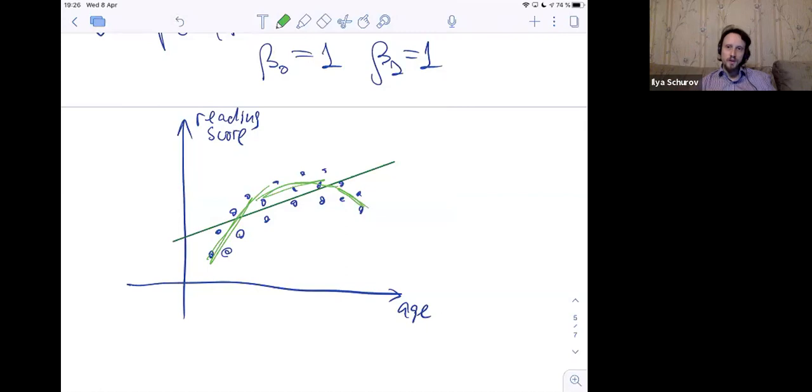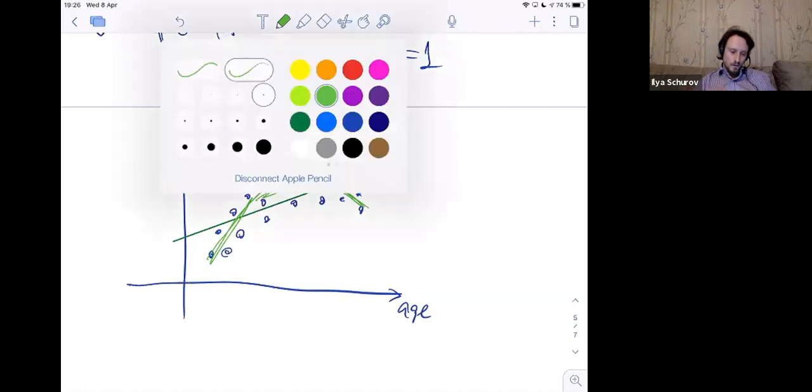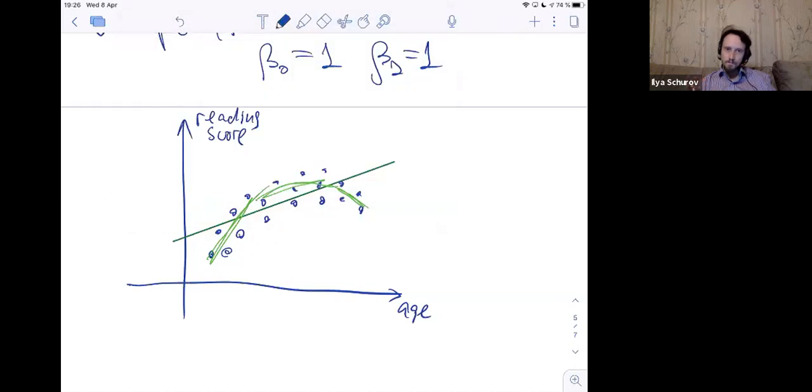So not every dependence can be considered as a linear dependence. But if you know nothing, then you can use a linear model because it is the simplest possible model that you can imagine, the simplest possible non-trivial model. And so this is why it is used so often. Okay. Are there any questions so far for these models, these linear regressions?